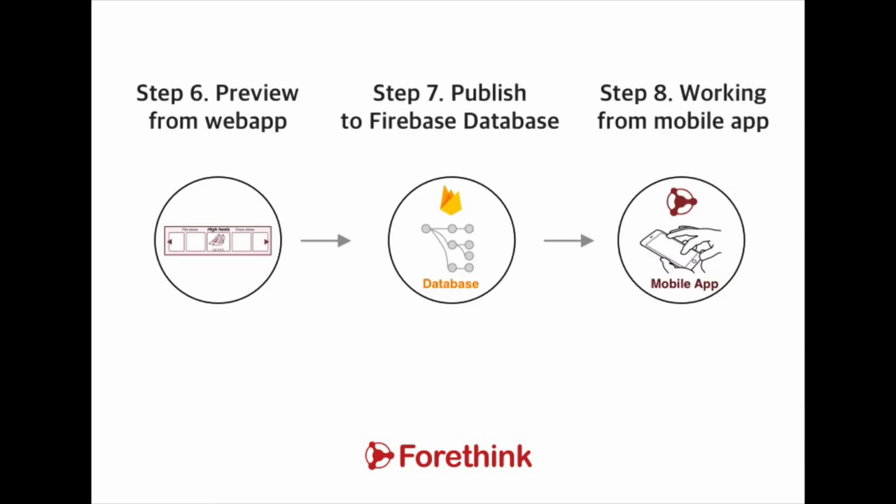Step 6, you can preview from the web app. The web app is running on a separate server. It is connecting with Firebase. Step 7, publish to the Firebase database. Once it's published, it can be downloaded on the mobile app. Step 8, working from the mobile app.